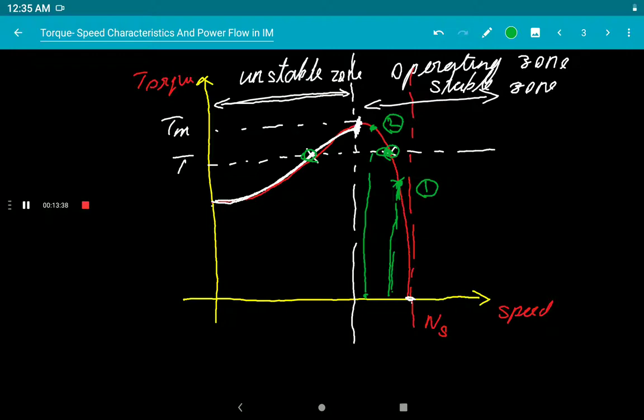So at first case, when speed increases, the operating point shifted from this point to here. Then what happens? The torque at this operating point is higher than this operating point. So torque will be decreased for this first case. But here the speed increases, that means the increase in speed will cause the torque to increase also. So again this will regain the normal operating point, that is, it goes to here itself.